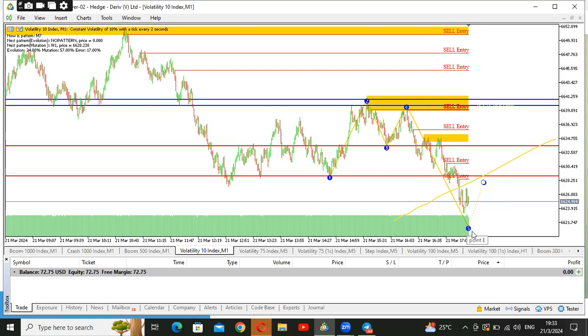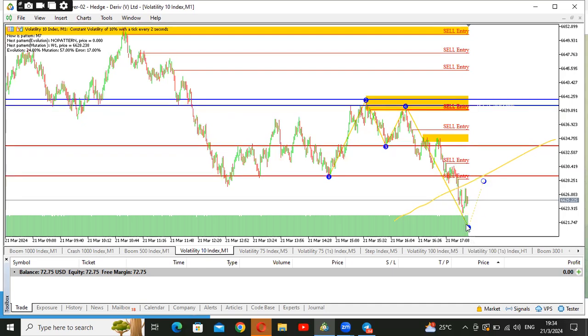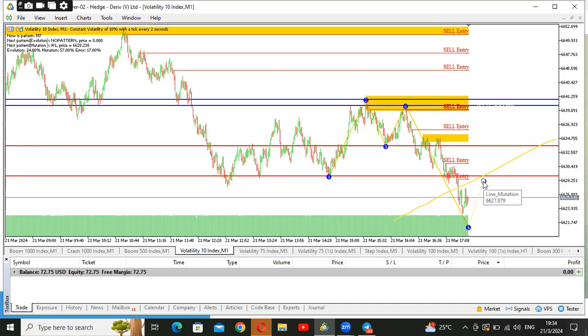So the moment it reaches a node, it simply means that it's going to change direction. There will be a resistance there. So if it reaches this node, there will be a change of direction. If it reaches this node, there will be a change of direction again. So please note that always enter safe trades.